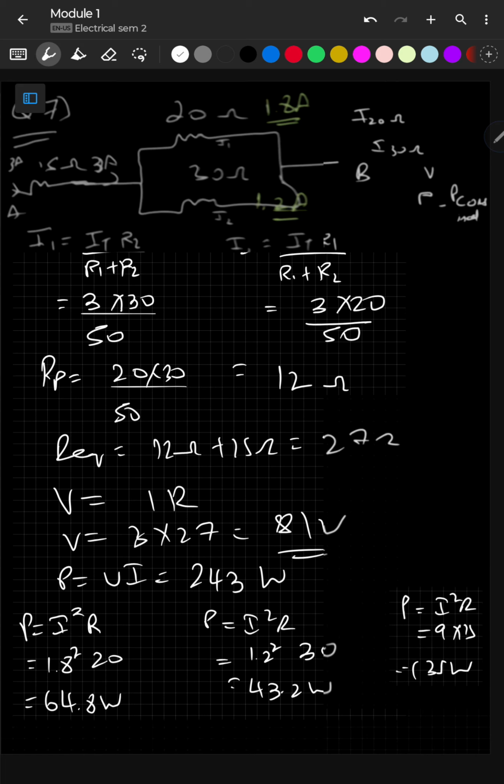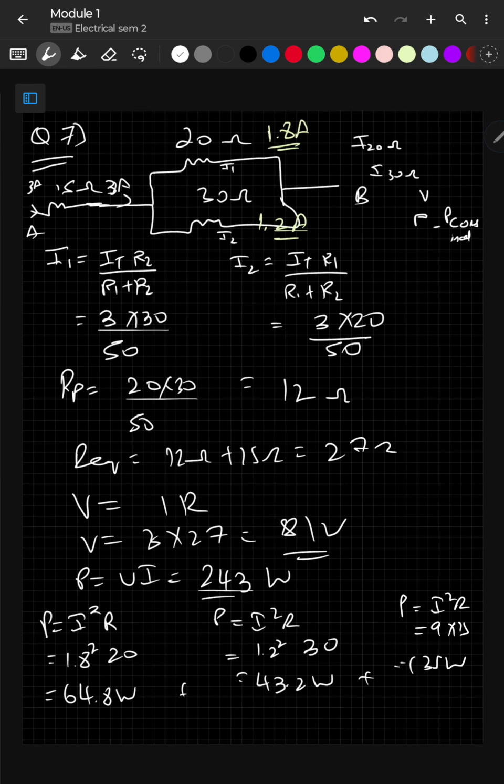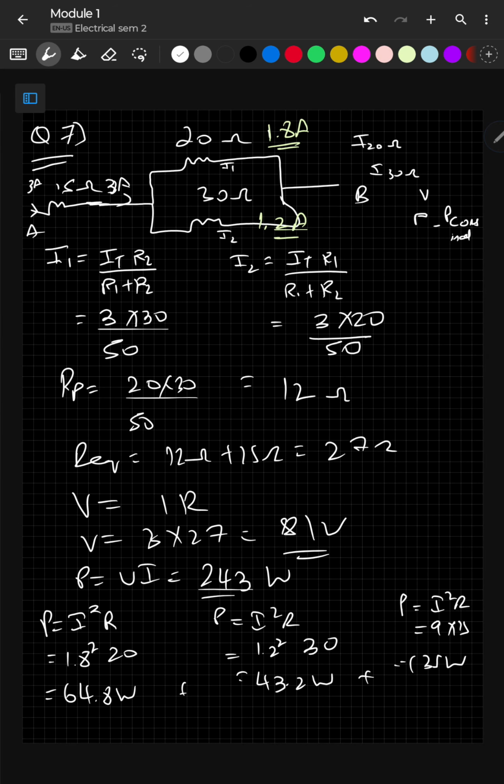So 64.8 plus 43.2 plus 135 should give me 243, which is the total power. All of this is equal to 243. I think this sum, yeah, now it's clear. So this is how we solve this question.